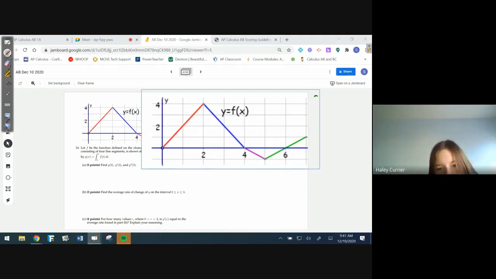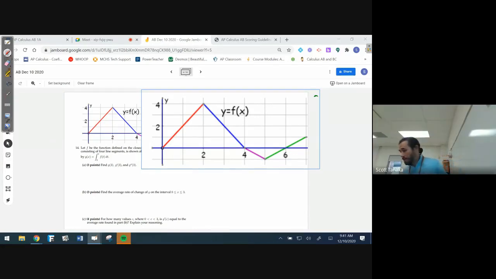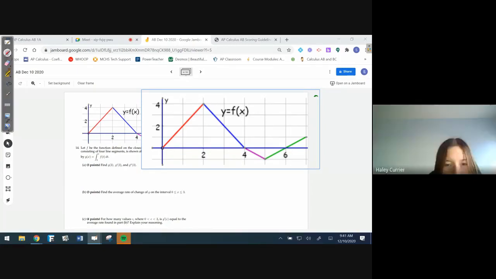Is it always going to be like G prime of x equals f of x and G double prime equals f prime of x? I hate the word always, right? Because always and never are really difficult words. I would say 99% of the time that would be accurate. Okay, Miss Carrier?